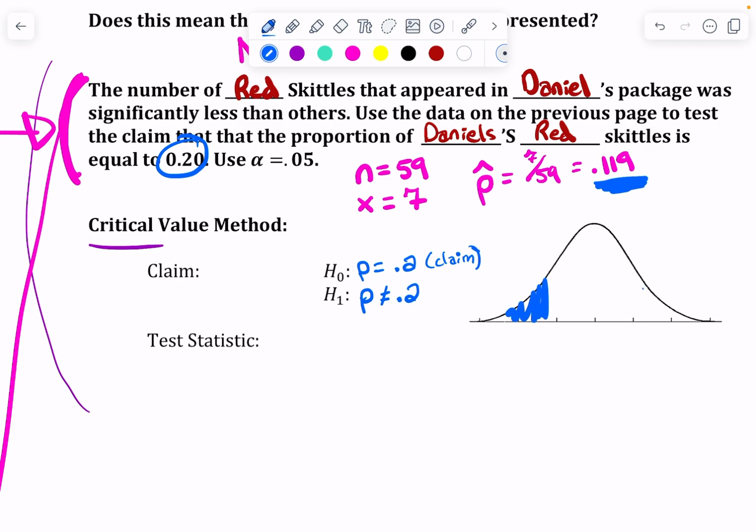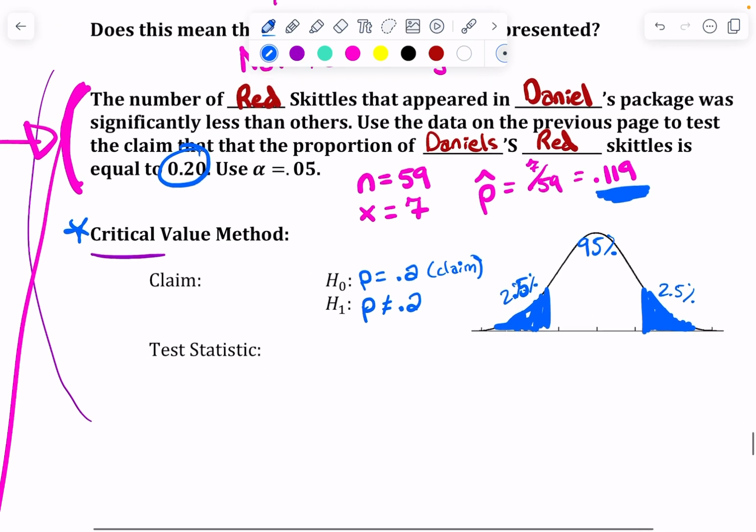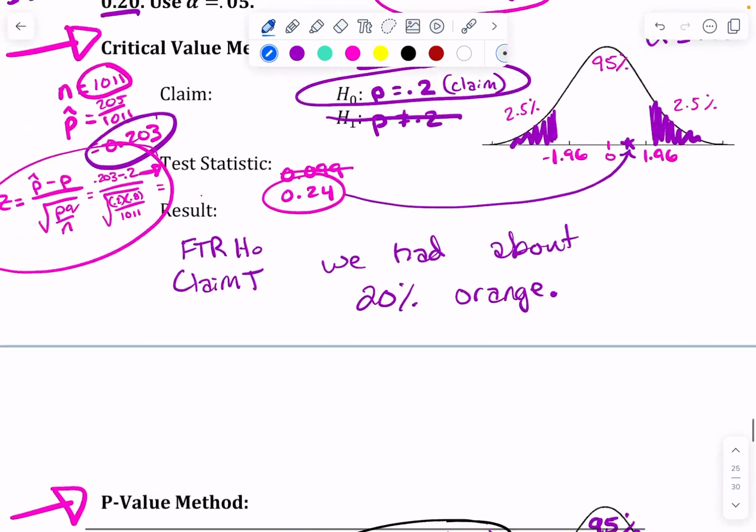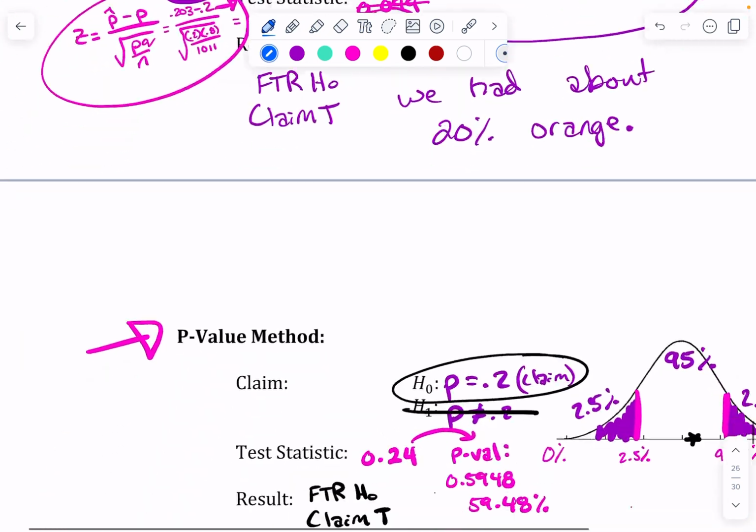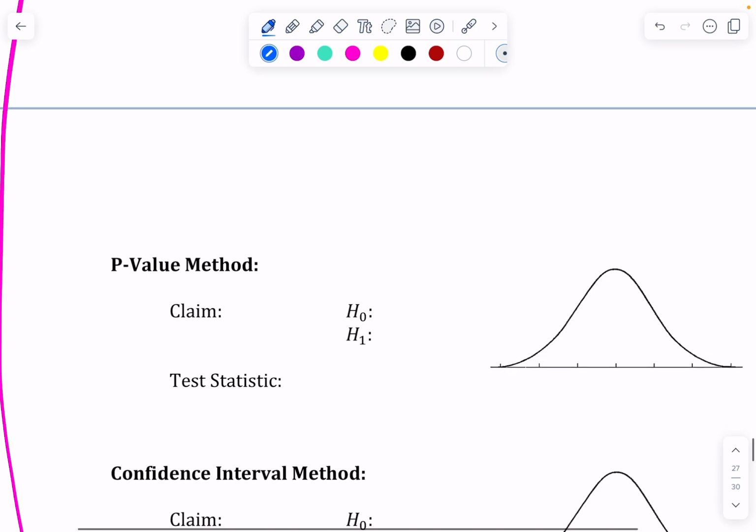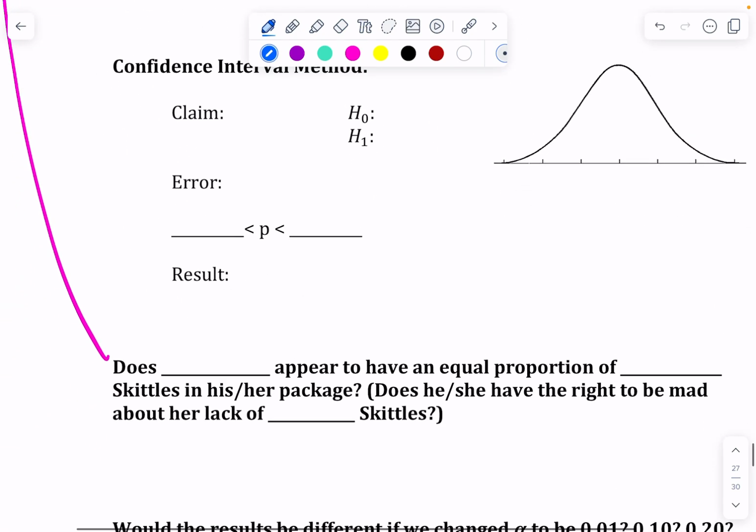And I'm going to let you finish the rest of this by yourself. But I want you to do critical value method first. We got 2.5% here and 2.5% here, which makes 95% in the middle. So critical value method for the first one. This process is going to be similar to the critical value method that we did here. Then you have p-value method and confidence interval method. Then it asks for some questions.